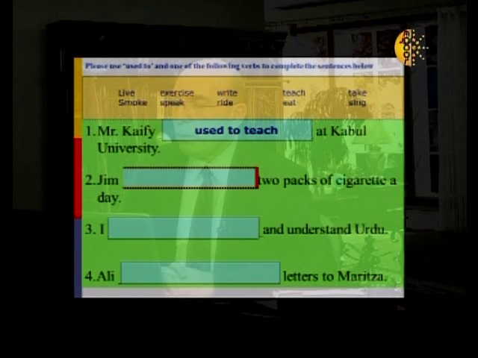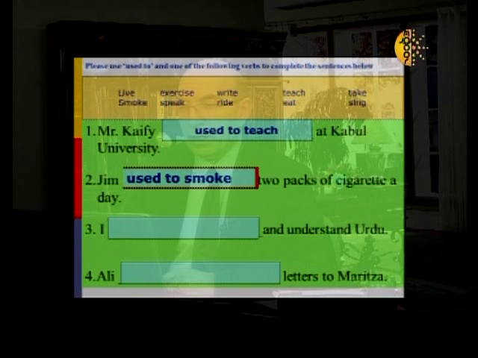Sentence number 2. Jim blank two packs of cigarettes a day. So what do people do with cigarettes? And the correct answer is what? They smoke it. So you have to say Jim used to smoke. It means he's not doing it anymore. He quit. But he used to smoke two packs a day. Not anymore. Next: I blank understand Urdu.